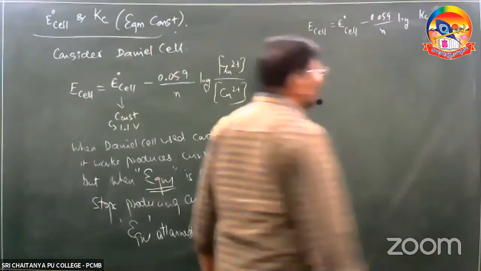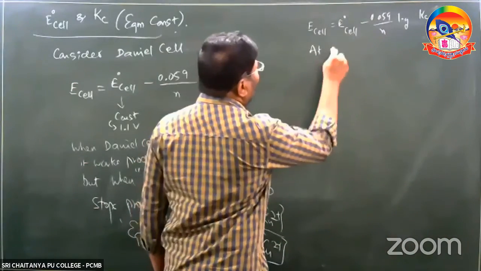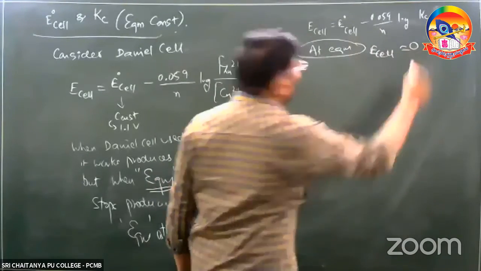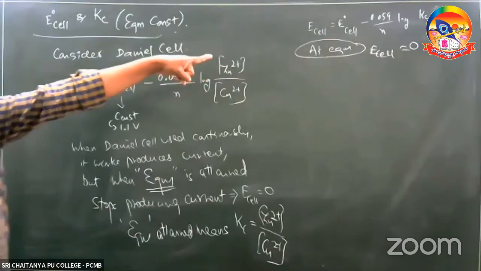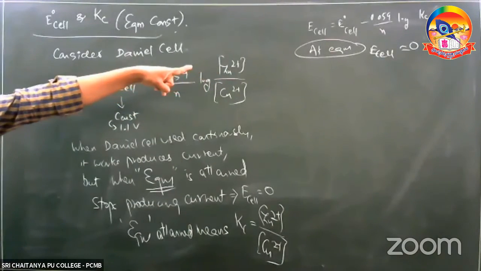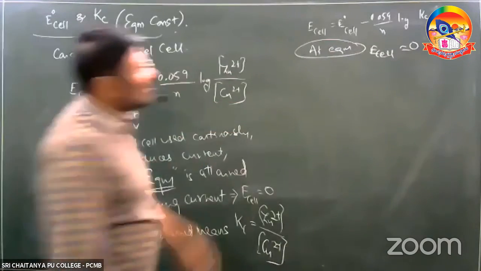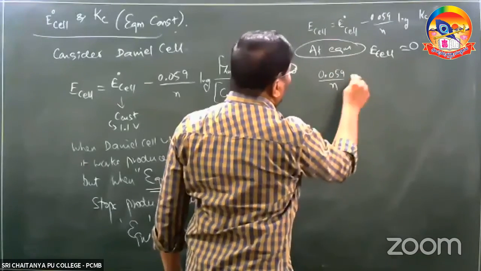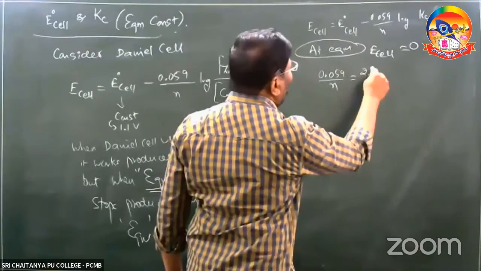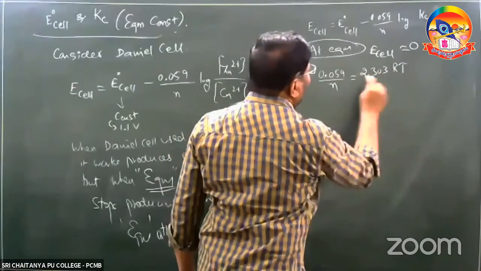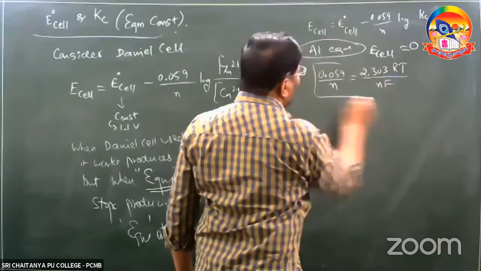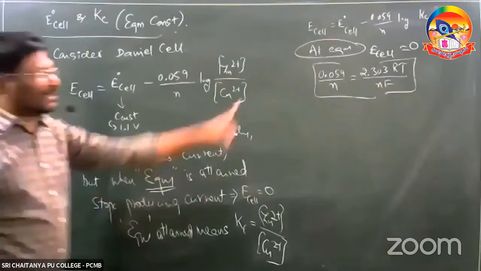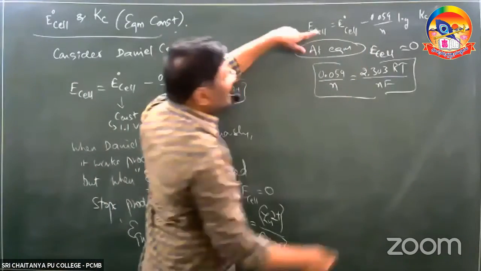So here, what do you say? At equilibrium, E cell is equal to 0. And also, next one, 0.059 by n. How did you get this? 2.303 RT by nF. This also you know very well. Please remember. So therefore, E cell is 0.